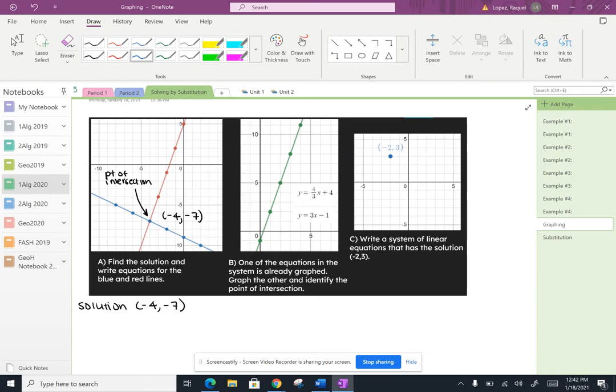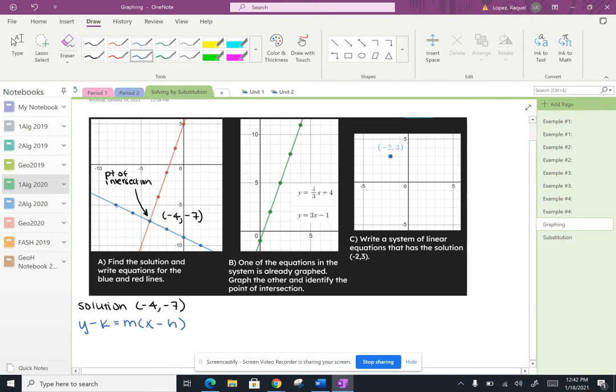So anytime I'm writing an equation, I definitely need to find a slope, and I need to find another point that's on the line. Let's write the equation to the blue line in point slope form. So I'm going to write that in the structure y minus k equals m, and then x minus h. So we know m is going to be our slope. Let's figure out what our slope is.